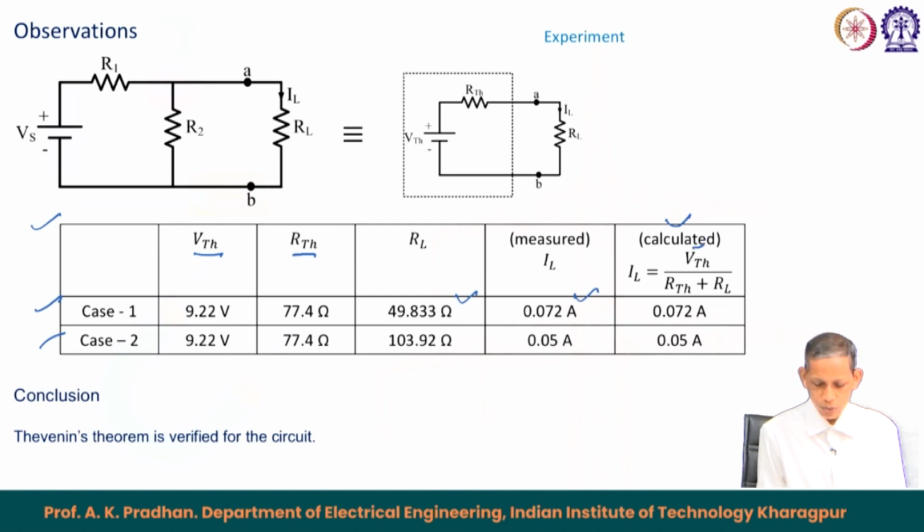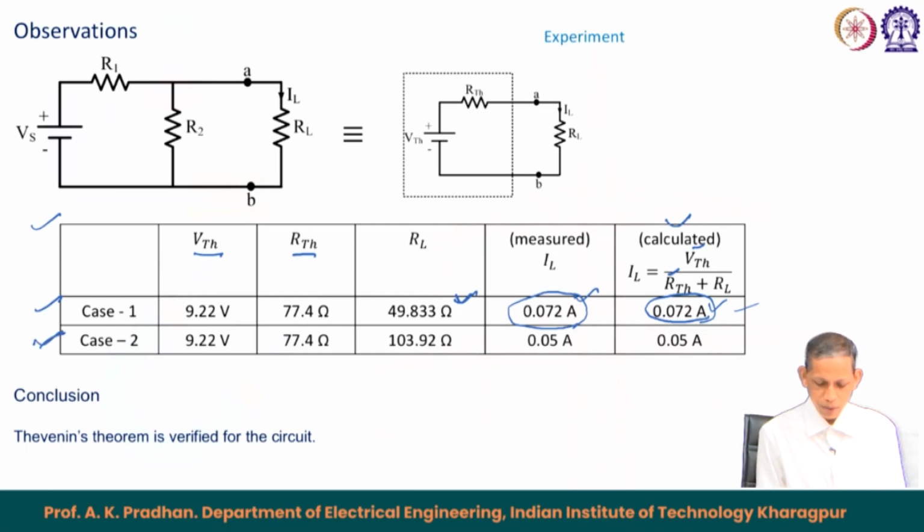So, we know this VTH, we know the RTH, and now we have the RL value already there, 49.833. Substituting those values of VTH, RTH and RL, we got the corresponding value of this calculated current to be 0.072 ampere. So, the corresponding IL value calculated is 0.072 ampere and also the measured value is 0.072 ampere. So, exactly we are getting the two values same. It implies that the Thevenin's approach which we have studied is also valid for the experimental setup.